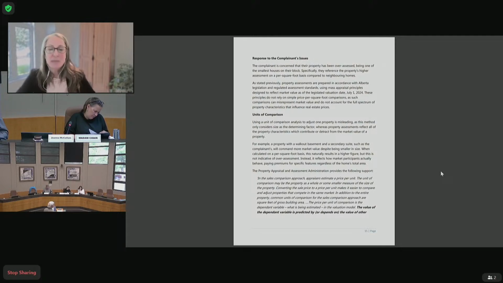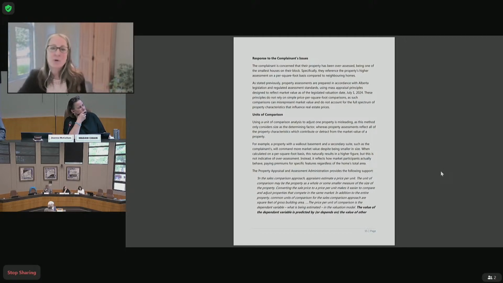These features impact the market value, such as the walkout basement and the basement suite backing onto Cougar Creek. They impact the market value regardless of overall square footage. This method does not consider the property characteristics between the properties that also contribute to the overall value. Using a unit of comparison approach is only relevant when comparing identical properties to each other.